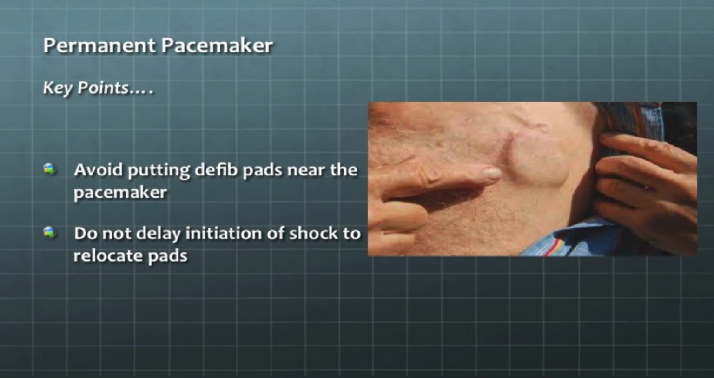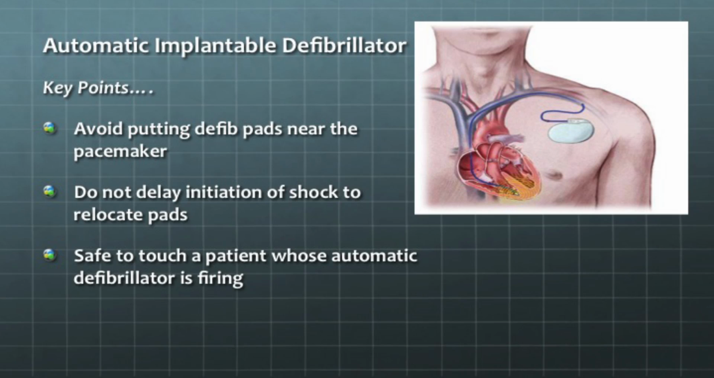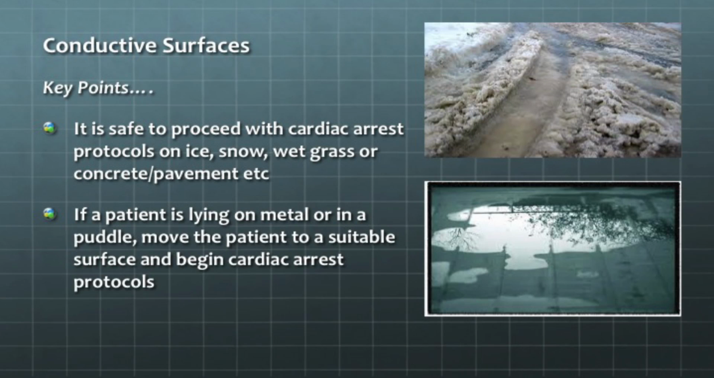Parameters for pacemakers. Avoid putting defib pads near a pacemaker site. Do not delay initiation of shock to relocate pads. It is safe to touch a patient whose automated defibrillator is firing. Conductive surfaces. Key points. It is safe to proceed with cardiac arrest protocols on ice, snow, wet grass, concrete or pavement. If the patient is lying on a metal surface or in a puddle, move the patient to a suitable surface and begin cardiac arrest protocols as soon as possible.